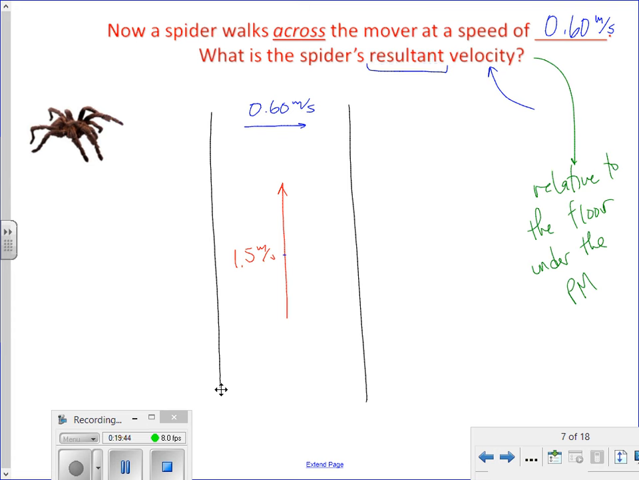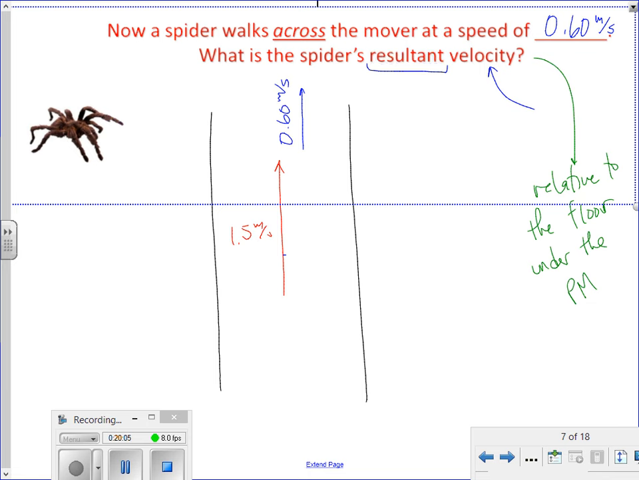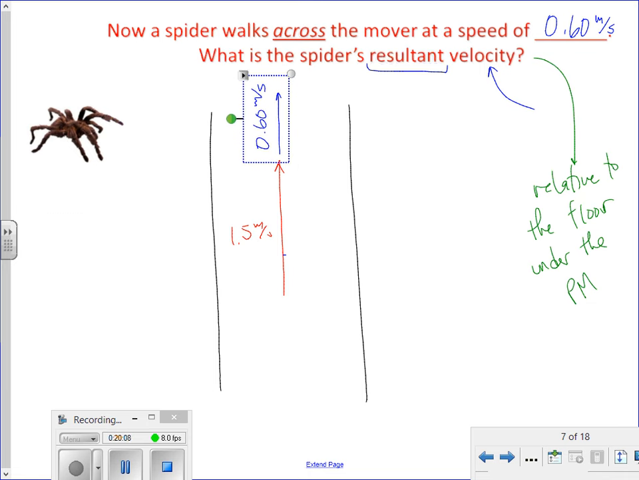All right, so what we do here is the spider does end up going this way at 1.5 meters per second. The spider also does end up going this way at 0.60 meters per second. So it doesn't end up that the spider ends up going 2.1 meters per second. It would if the spider was going this way. Right? And look, if we put those two vectors like that, we would end up with almost one vector that is 2.1 meters per second.